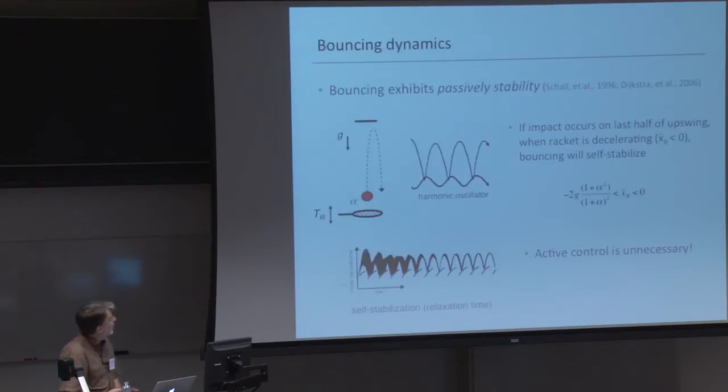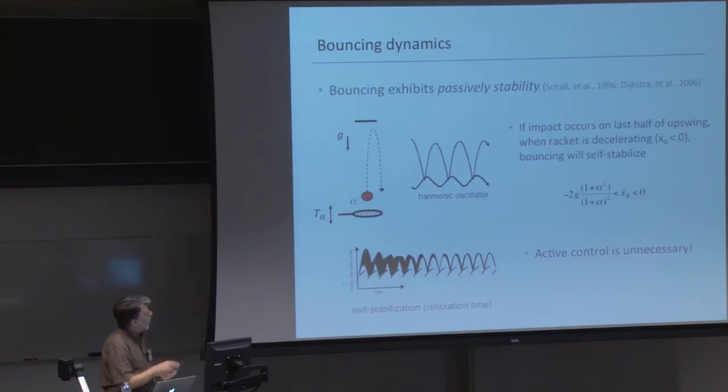And one of the things that an early paper by Shaw, Sternad, and Chris's original contribution to this, is that the dynamics of bouncing exhibit passive stability. So in a nutshell, if you're bouncing this ball to a target height, here's the racket. If the racket's behaving like a harmonic oscillator and the ball is making contact with the racket on the last half of the upswing, when the racket is decelerating toward a stop at the peak of the upswing, then bouncing will self-stabilize.